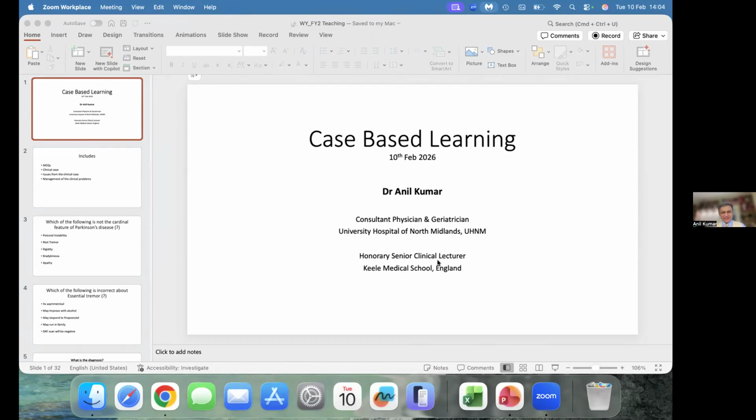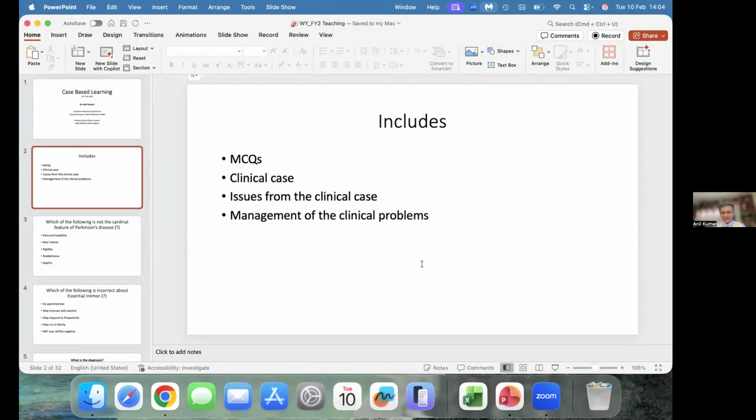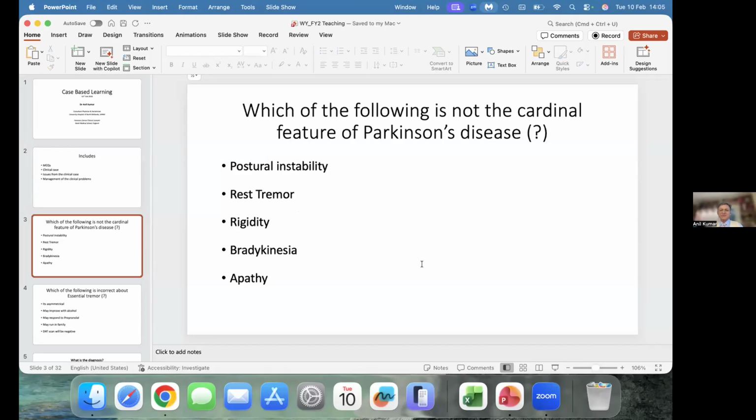This is postprandial time, so I'll kick off with this talk. I'll try to finish in half an hour's time. We'll start with MCQs, a bit of one clinical case, the issues from the clinical case, and how to manage the clinical problems. That's the main theme of the day. As this is the postprandial period, I'll start by asking you these things.